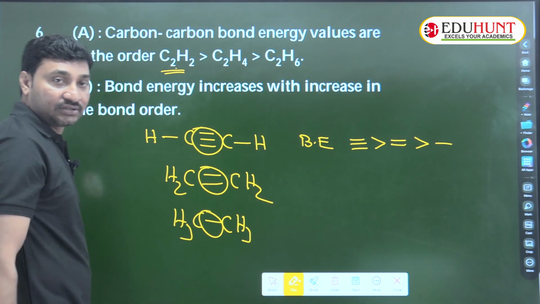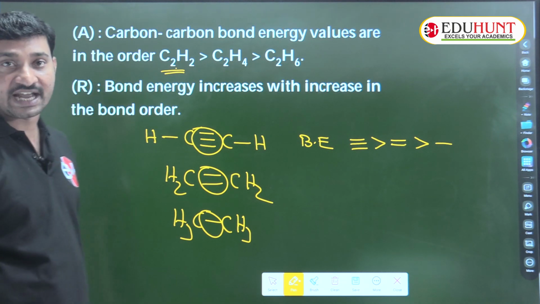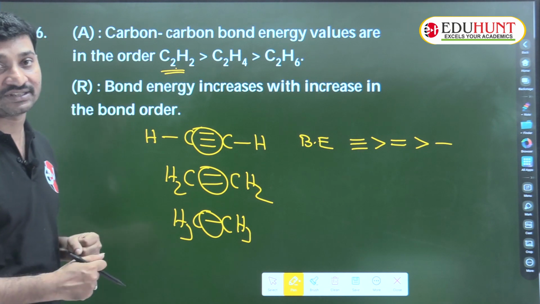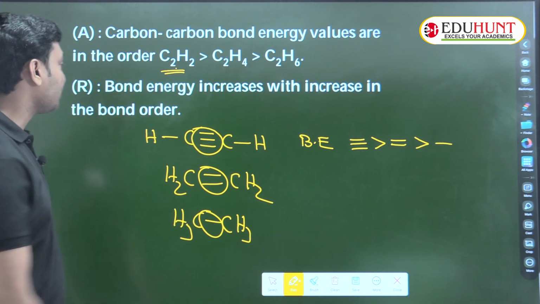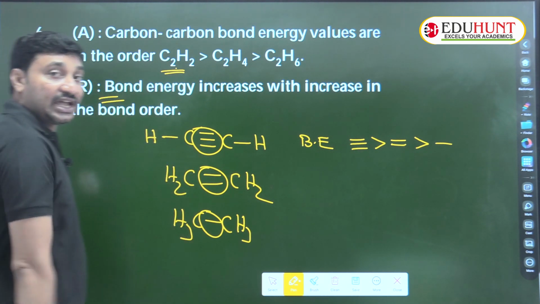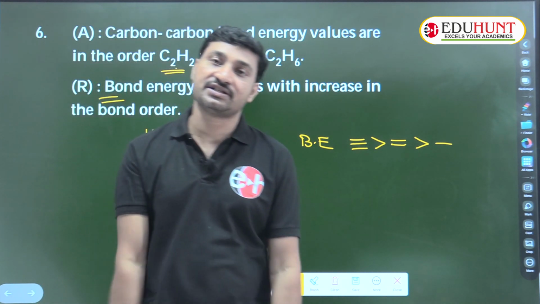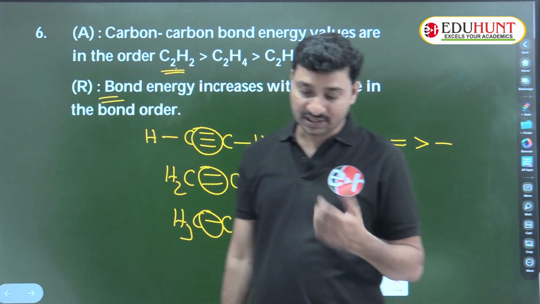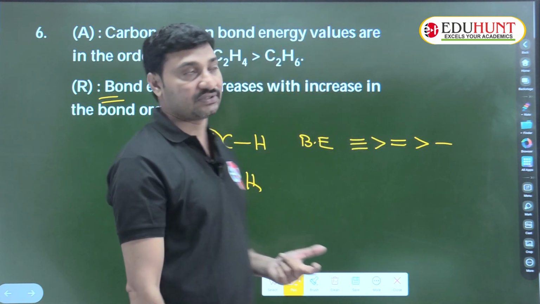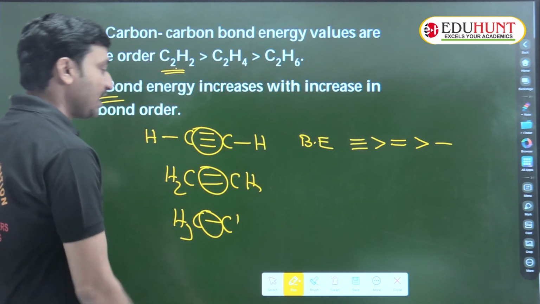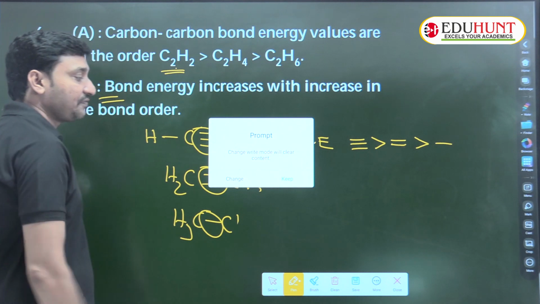The more the bond order, that means more bonds between the atoms, the more the bond strength. Bond energy high. So the reason is also correct, and the reason is the correct explanation of assertion. Hence, what is the right choice? First option. Assertion and reason correct, and reason is the correct explanation of A.